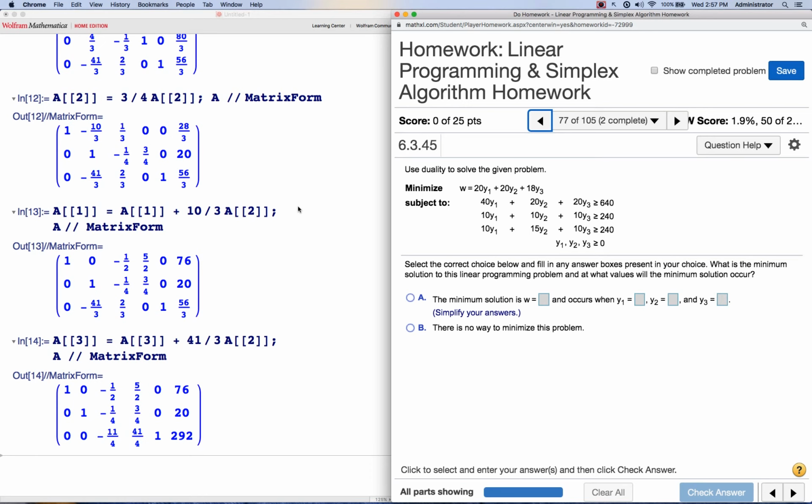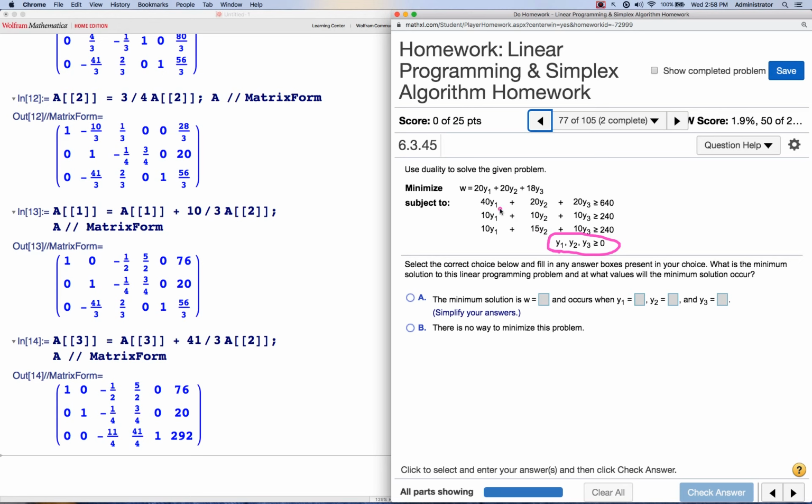So the problem reads: minimize w equals 20y1 plus 20y2 plus 18y3. And remember, it says right over here that my three variables are greater than or equal to 0. So y1, y2, and y3 cannot be negative. They are not negative numbers. And these are my constraints.